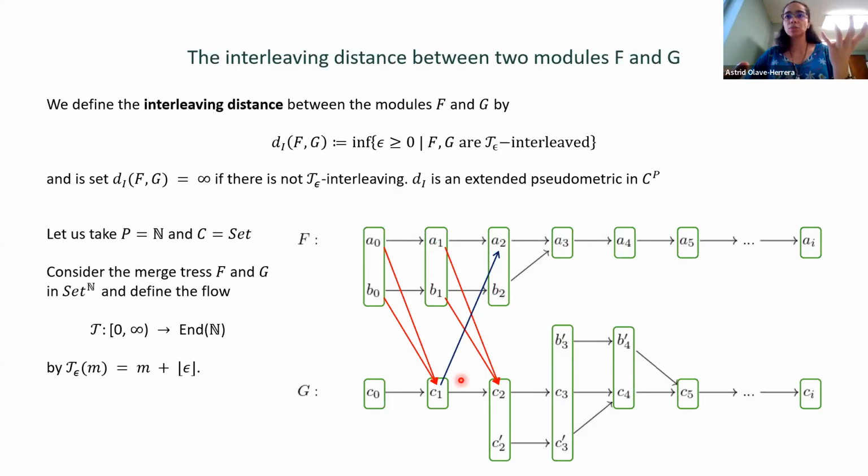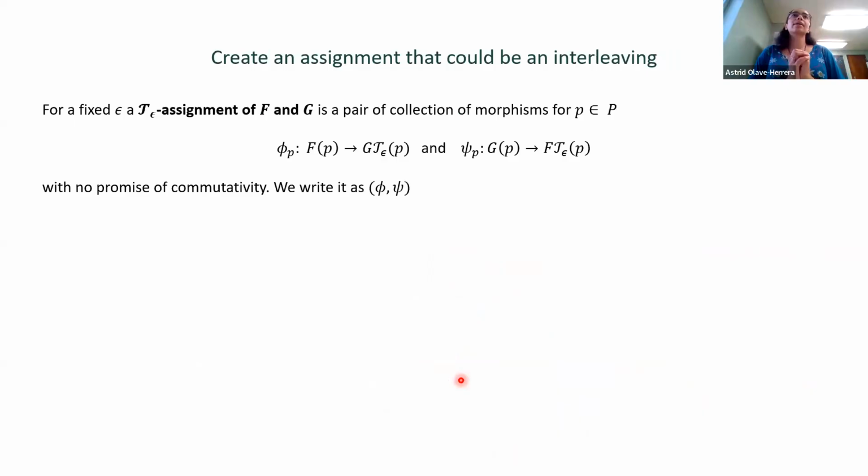So we're gonna give a name to those attempts. We're gonna call them assignments. So for a fixed epsilon, a T epsilon assignment of F and G is a pair of collections of morphisms such that they do kind of the same thing as the natural transformation. They go from F to the shift by epsilon of G, and the same with G. But now we don't have any promise of commutativity.